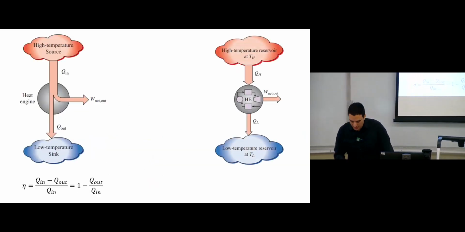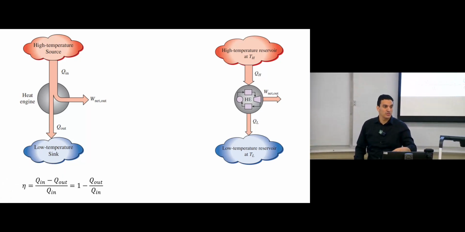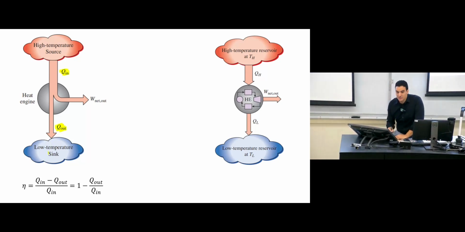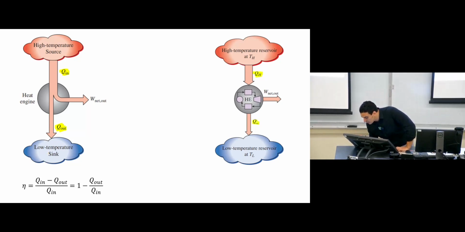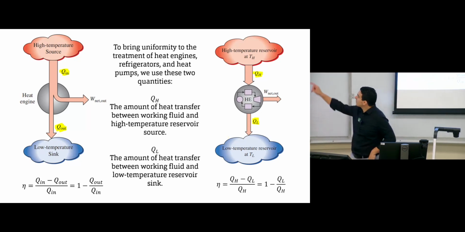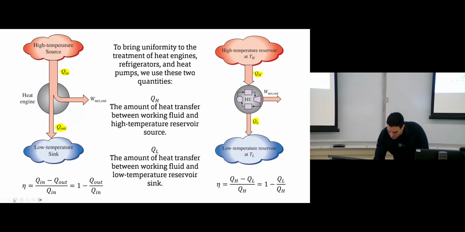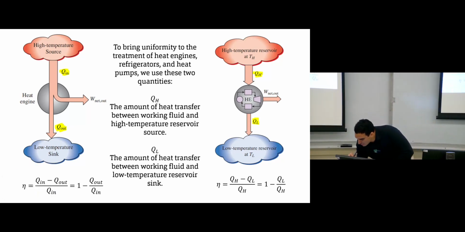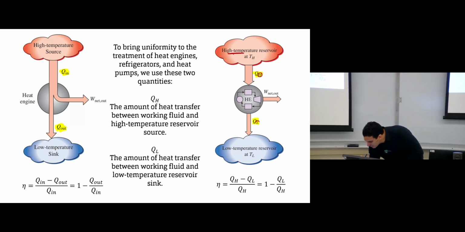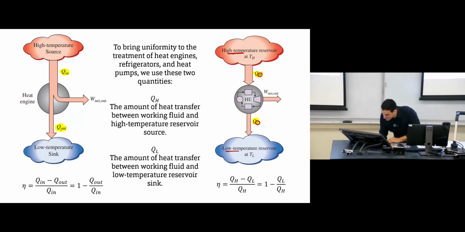Other textbooks, and this one just to give you an idea what you can see if you Google some information on the internet. Some textbooks didn't use Q in and Q out, but instead they are using QH and QL. QH is the amount of heat that's received from the high temperature reservoir. This H here indicates high temperature. And this L here represents the amount of heat received by the low temperature reservoir. And this is representing Q out and Q in.